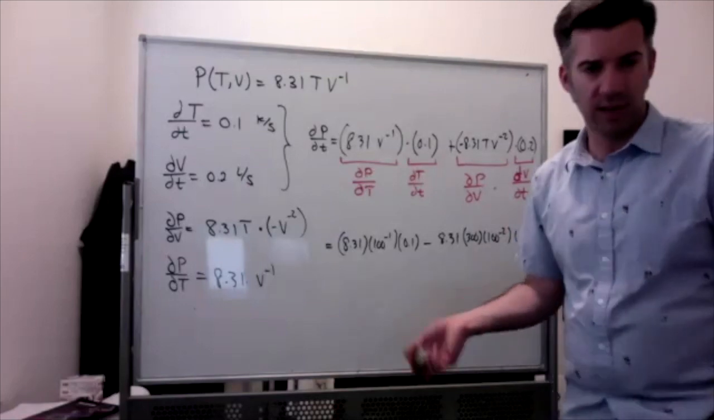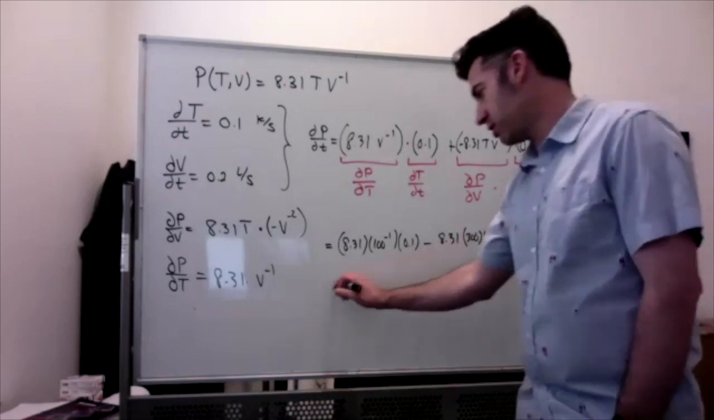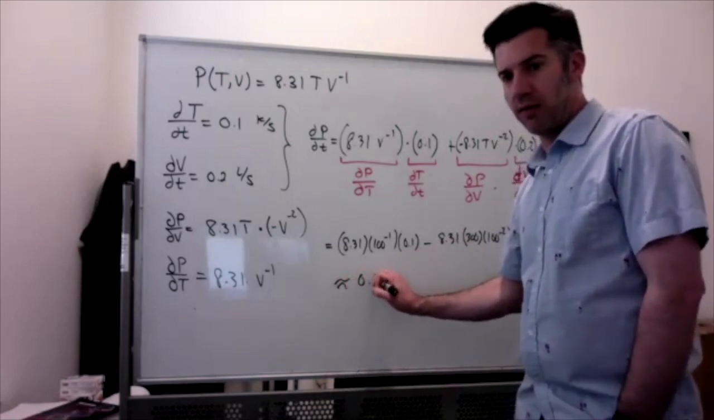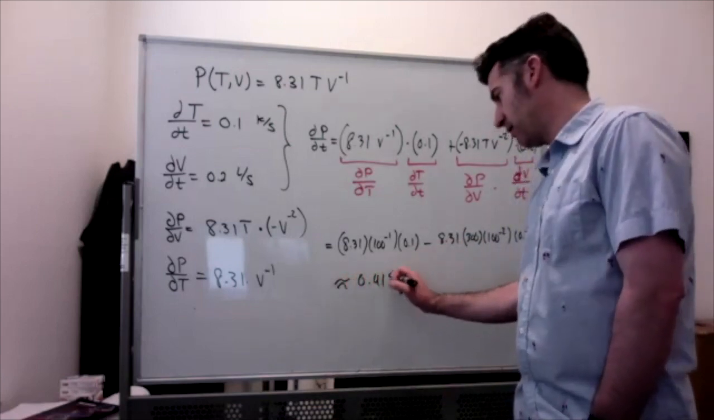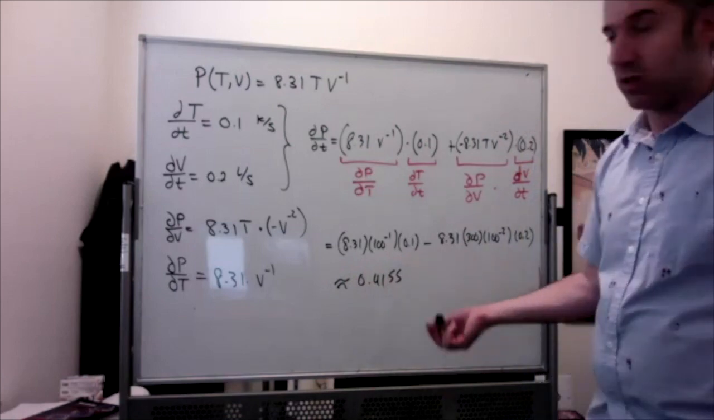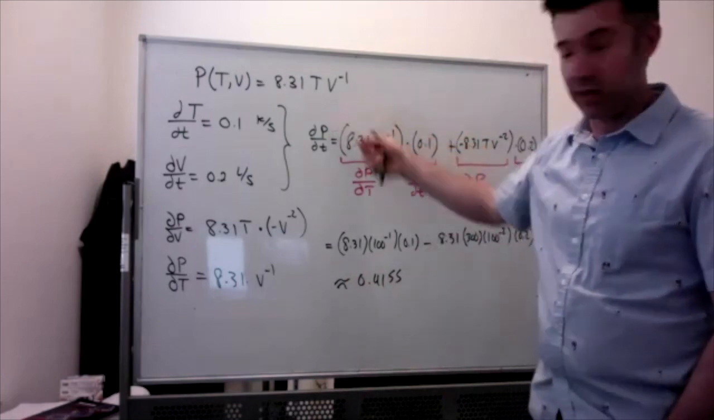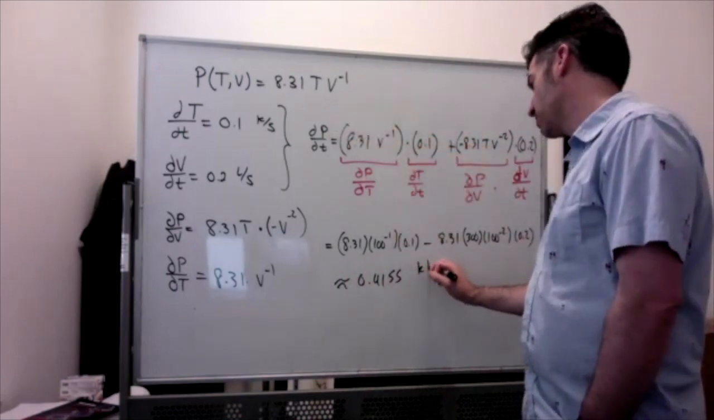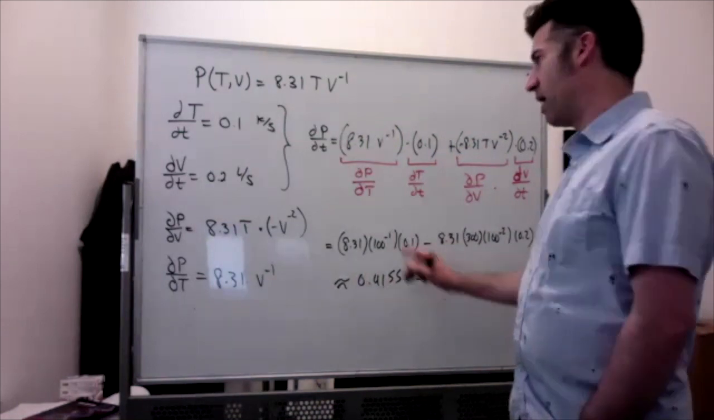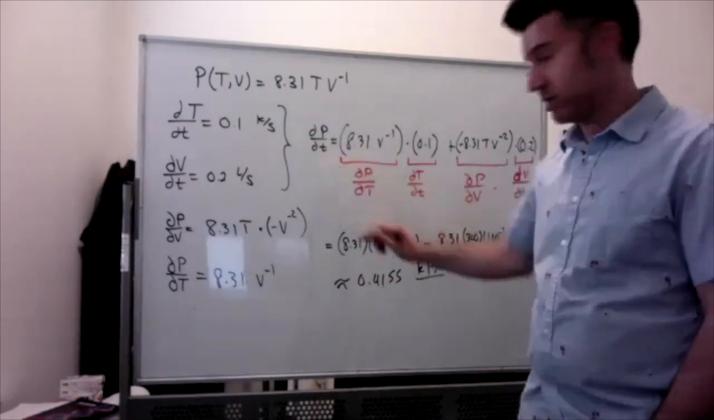And if you do the calculations, you get approximately 0.4155. And the units are units of pressure, which were kilopascals, divided by units of time, which were in seconds.